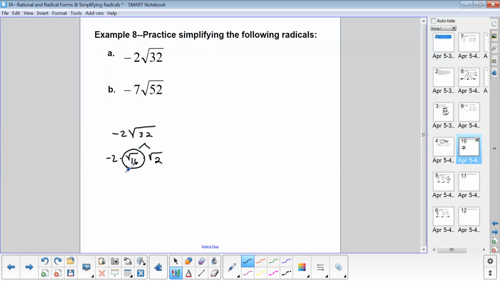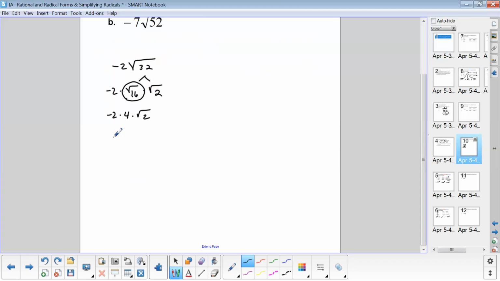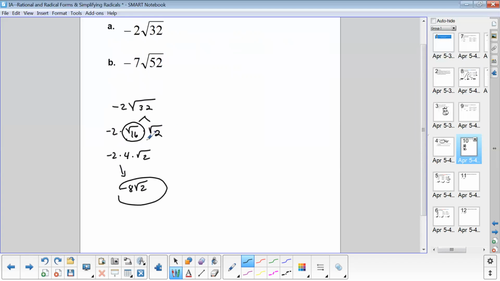So what is the square root of 16? That would be 4 all times the square root of 2. So then I would simplify this one, and this would become negative 8 times the square root of 2. And that is part A. So part B is negative 7 times the square root of 52.